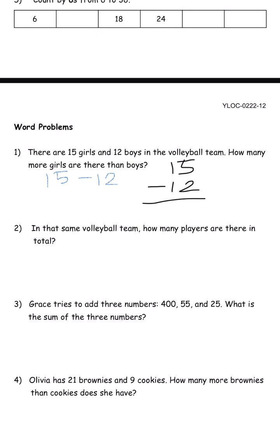5 minus 2 is 3. 1 minus 1 is 0. So it would be 3 more girls.